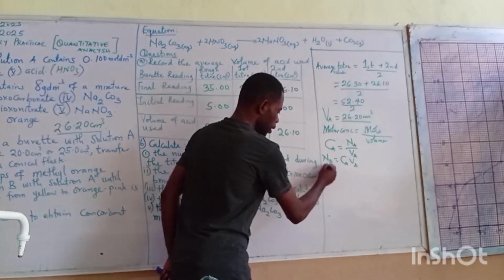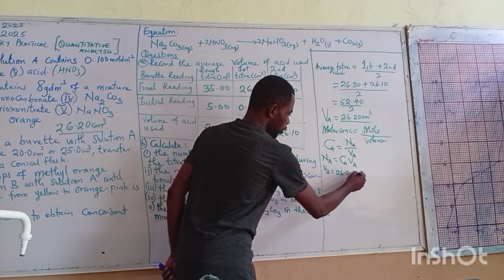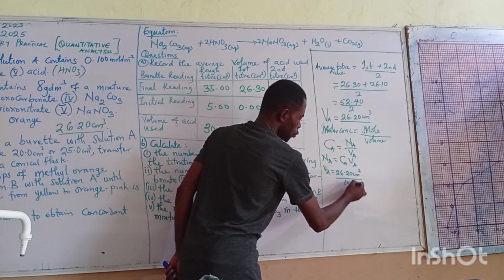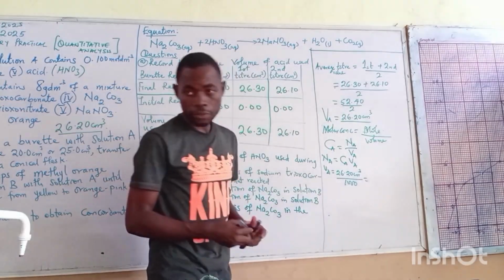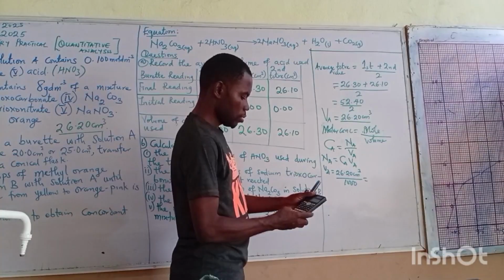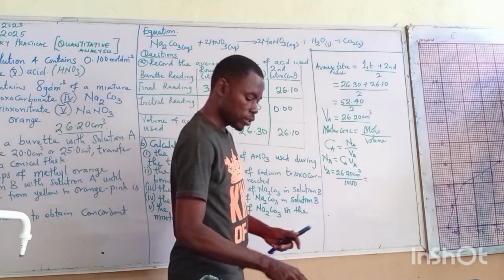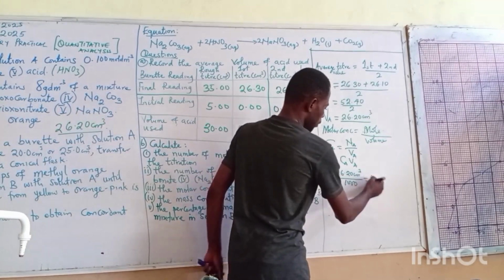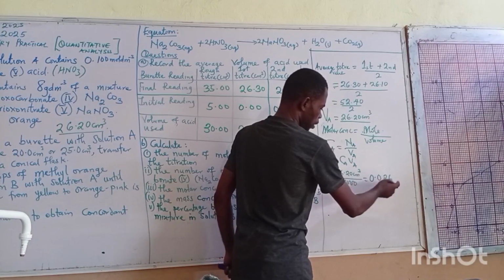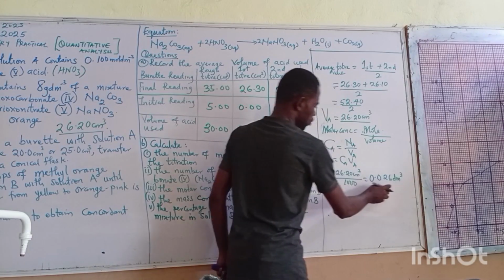Remember, my VA is 26.20 centimeter cube. I will convert it to DMQ. Using my calculator, 26.2 divided by 1000. This one is giving me 0.0262, but let me leave that in decimal. That is my volume in DMQ.